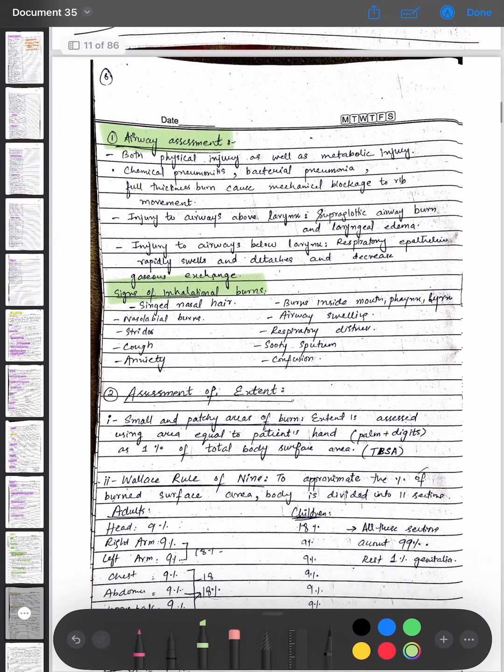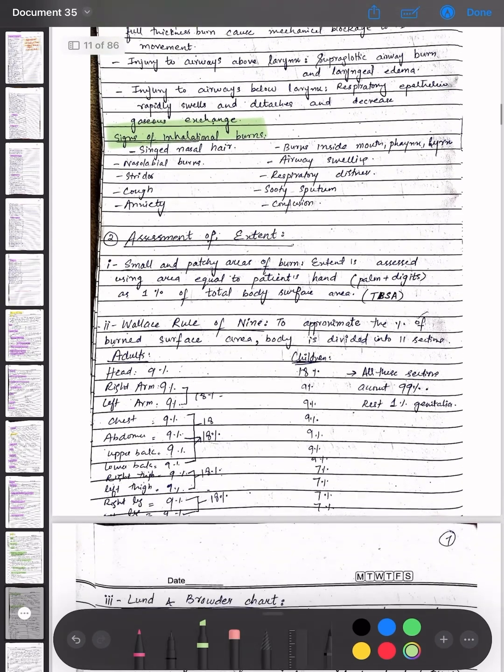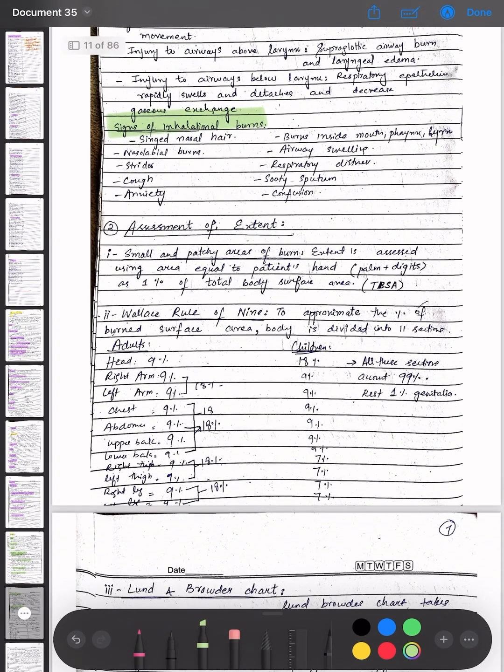Now coming towards the assessment of extent, that is, how much burn has occurred. One is small and patchy areas of burn. Extent is assessed using the area equal to the patient's hand, palm and digits, as 1% of the total body surface area, TBSA. For small and patchy areas, we use the digit method.